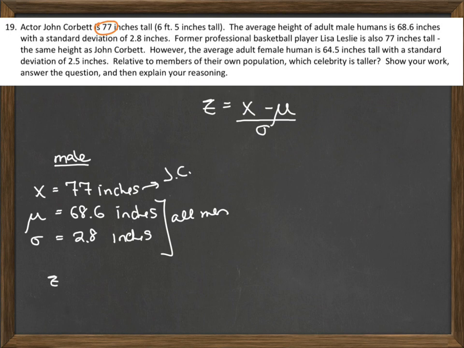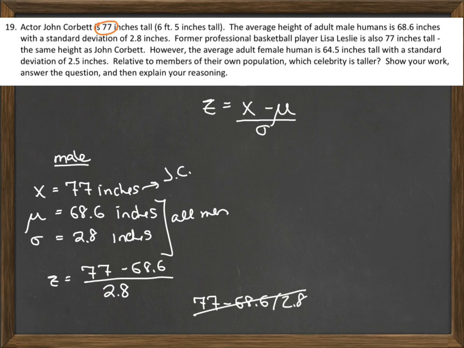So to calculate John's z-score, in other words, to count the number of standard deviations that he is above or below the mean, we take his specific height, which is 77, we subtract off 68.6, and then we divide by 2.8. Okay, so just a note here, if you are doing this on a calculator and you're getting it wrong, it's probably because of the way you're typing it in. So let me just tell you, if you type into your calculator 77 minus 68.6 divided by 2.8, that ain't gonna do it. No, you can't do that.